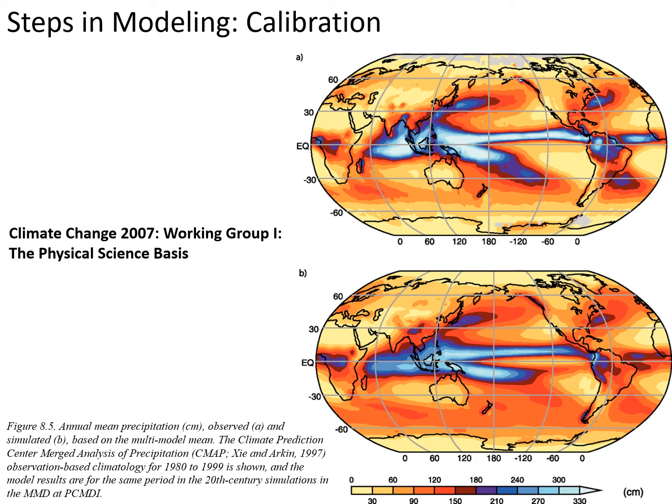So the last slide was model conceptualization and formulation, and now here's an example of a calibration. So this is from the 2007 Physical Science Basis chapter developed by the IPCC, and here we have a mean precipitation observed at top and simulated below from 1980 to 1999. So that gives you a calibration of the fact that your model is doing well.